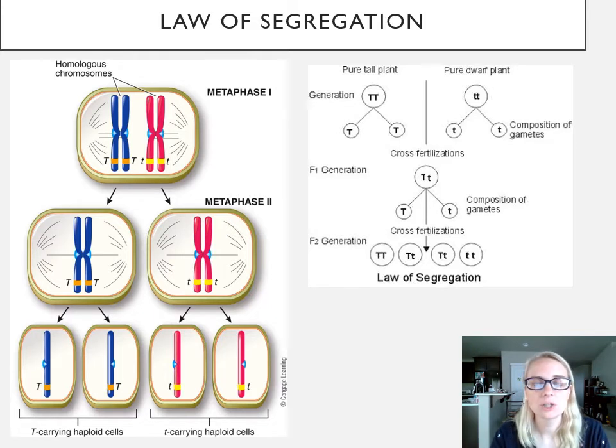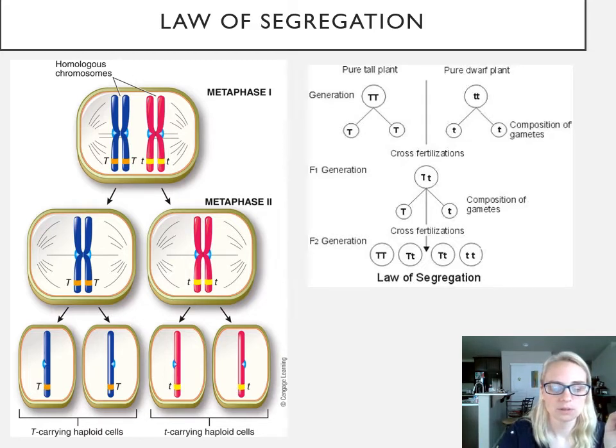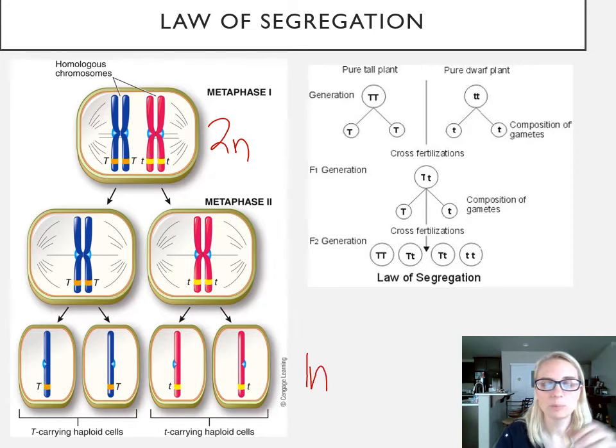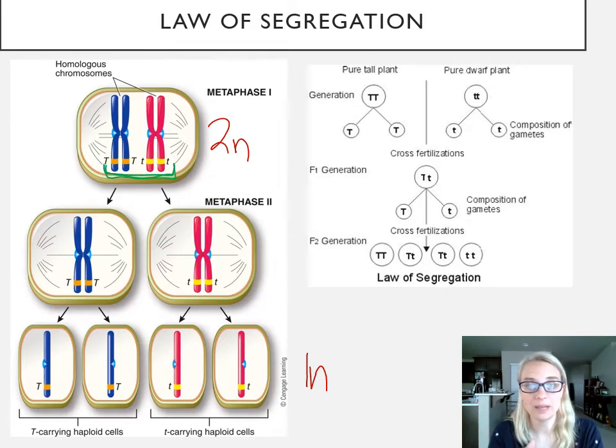But the law of segregation means in the process of making your gametes, going from your diploid parent cell to your haploid daughter cells, you have your homologous chromosomes, right? So here's your homologous pair. In this particular case, because we're in metaphase 1, they're lined up, they're replicated, so they have their sister chromatids still attached. The parental homologs are next to each other.